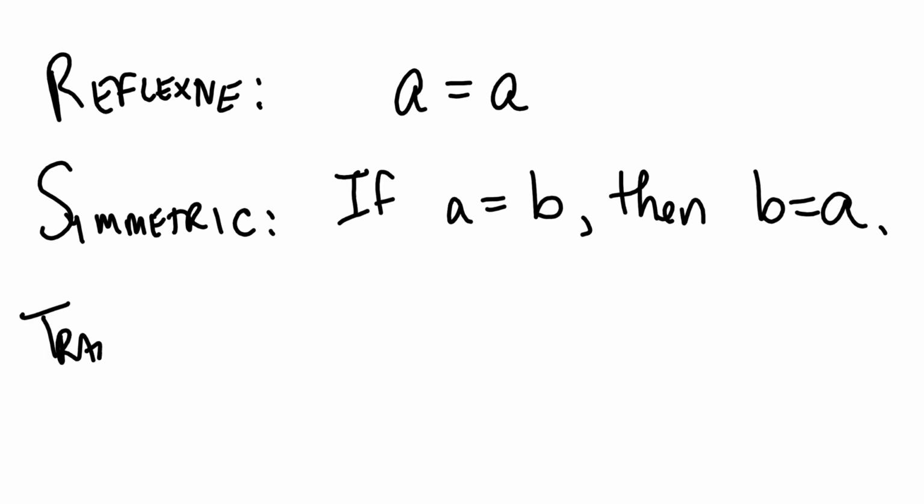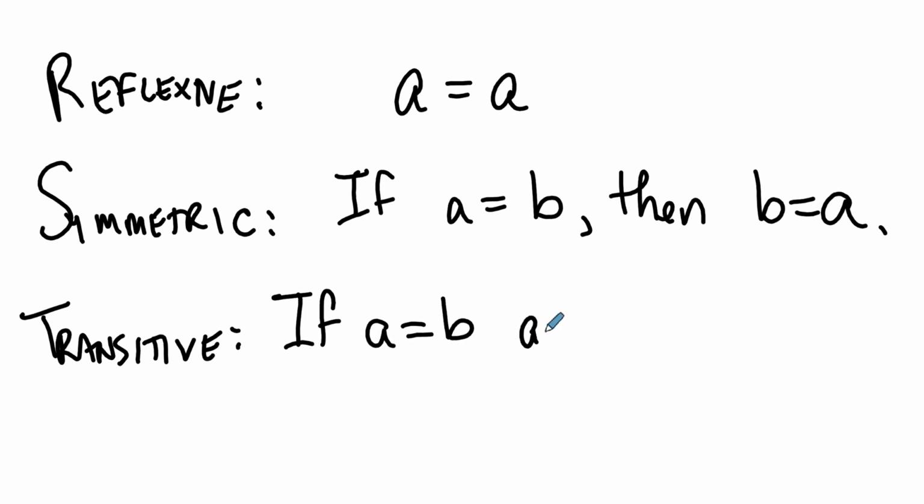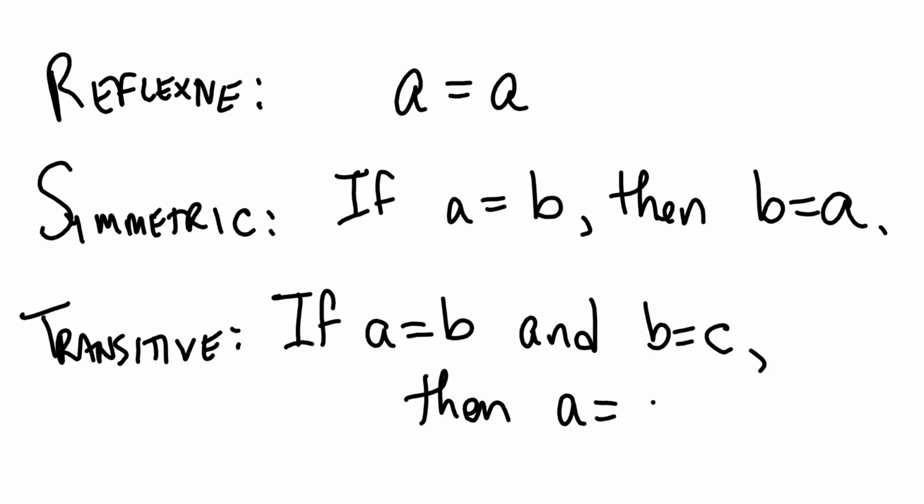We also say that the equals relation is transitive. By transitive, we mean if you see somewhere that A equals B, and you see somewhere that B equals C, then you know that A equals C. The equals relation is transitive. Not all relations are transitive, but equals relations are transitive.